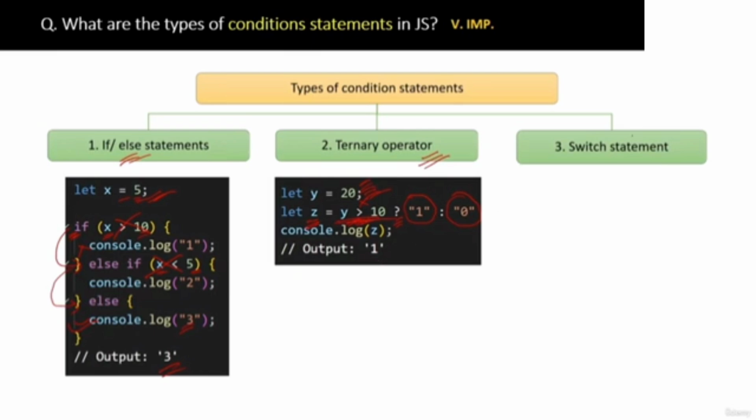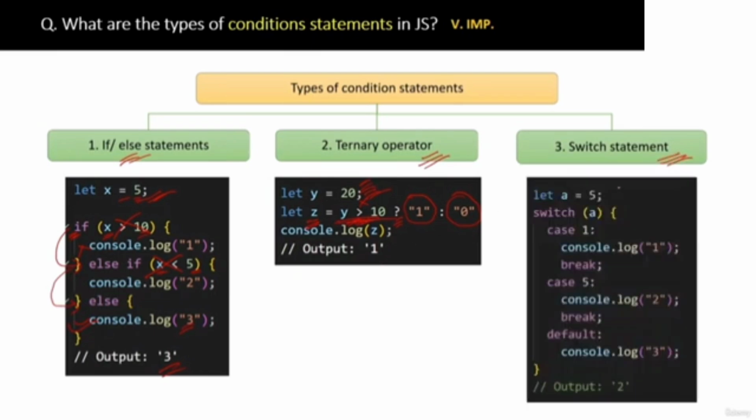Then the third type of the condition is the switch statement. Here you can see we have a variable a equal to 5. Now inside the switch statement, we will accept the a variable value like this and will check it case by case. If a is equal to 1, which it is not, right? Therefore, it will not execute this case code. Then the next case is true because a equal to 5, which is true. Therefore, execution will go inside this case and print 2 on the console.